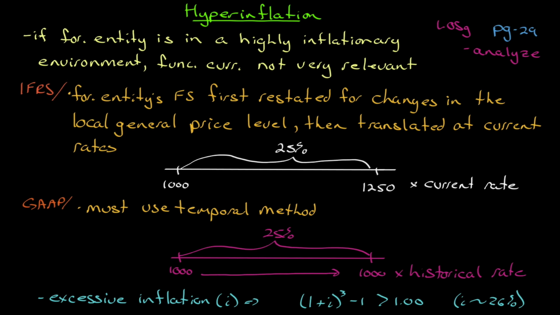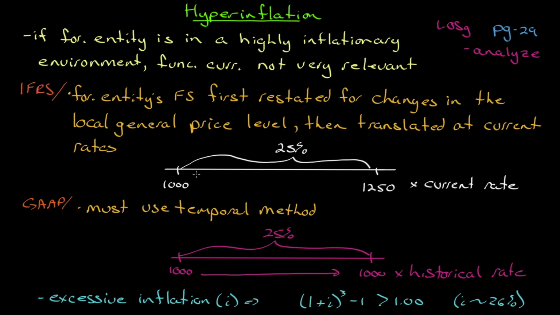So here's the situation. Let's say that we have a 25% inflation rate over the year, and we buy some land or an asset or a building or whatever the case is for $1,000. When inflation is at this extreme, IFRS is saying, you know what you need to do? You need to restate this amount for that level of inflation. So restate it at $1,250. Now use the current rate.